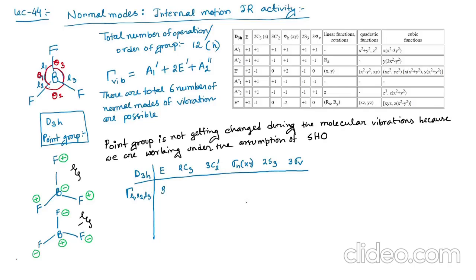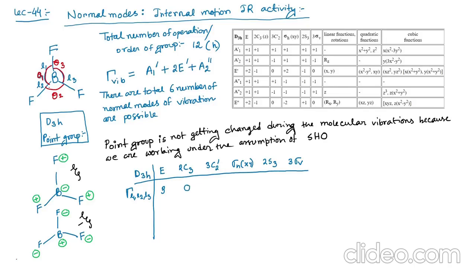Then what about 2C3? Now see, suppose we are performing a clockwise rotation, then L1 will become L3, and L3 will become L2, and L2 will become L1. So all the positions are going to change, and as we already know, if the bases change their place, then they do not contribute to the character, right? So the character will be 0 for C3.